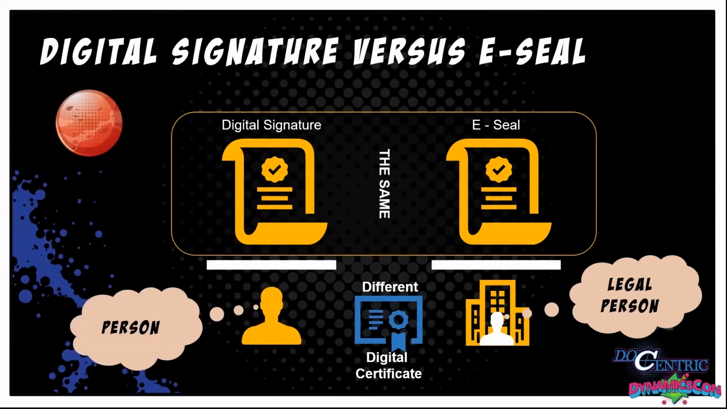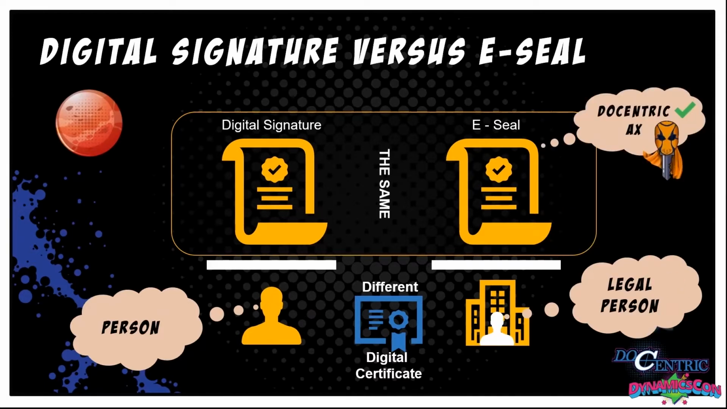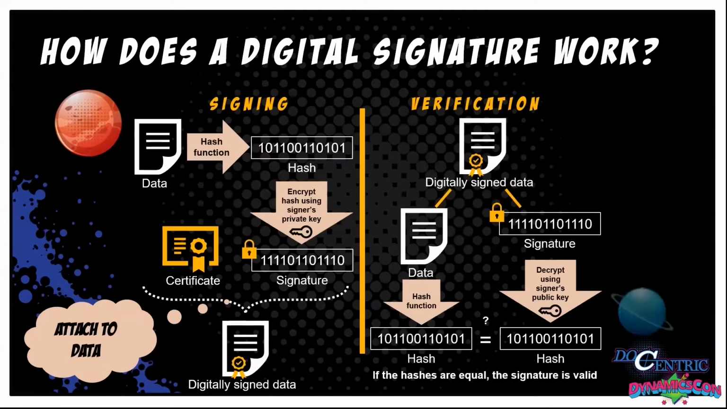And for creation of digital signatures, an action of the person signing a document or data is required. So, for example, a PIN or password must be entered to access the private key at signing time. But we at Docentric are using electronic seal as they can be incorporated in the processes without any user interaction and are completely automated. Now let's move on to how does a digital signature work.